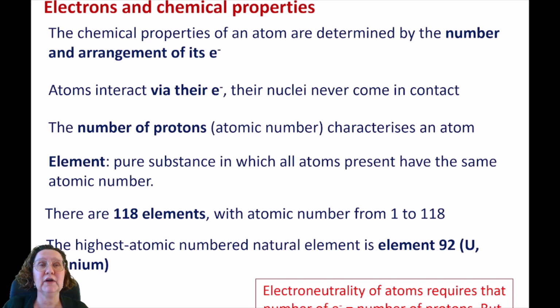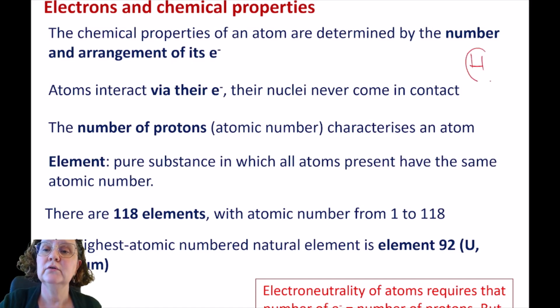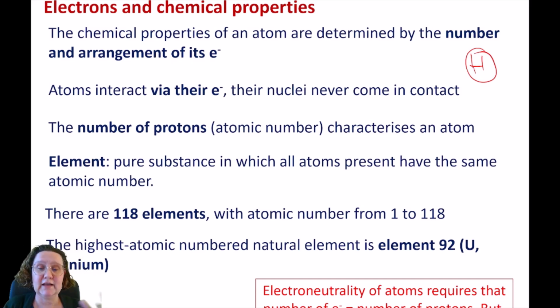So elements, when they're on their own, require electron neutrality, which requires that the number of electrons is the same as the number of protons. So an element that is not interacting with anything, that is on its own, has the same number of protons as electrons.